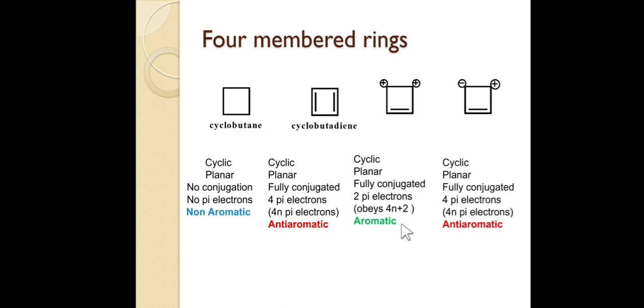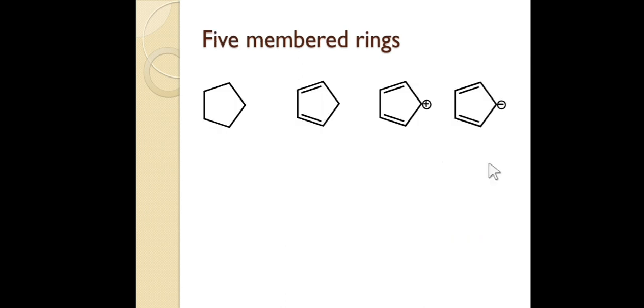Now the last example, having 4 pi electrons, and it is cyclic, planar and fully conjugated due to the positive and negative charge, but due to 4n pi electrons it is anti-aromatic and not aromatic, therefore it is called an anti-aromatic compound. This is how we are going to discuss the 5-membered ring systems.